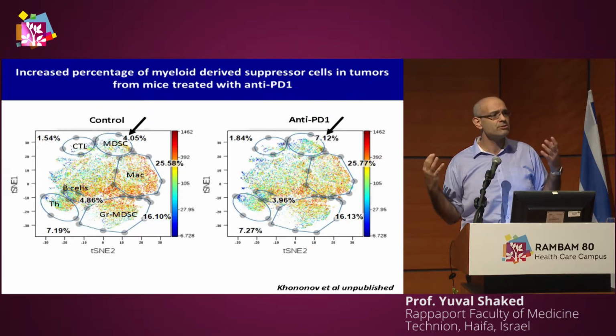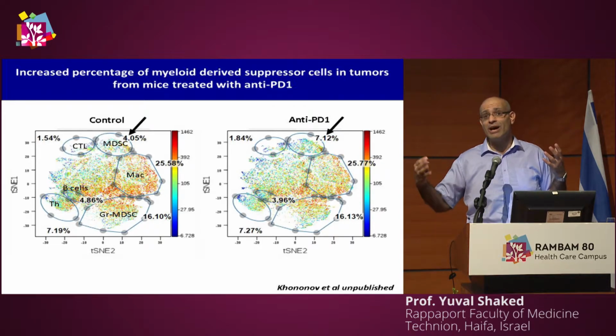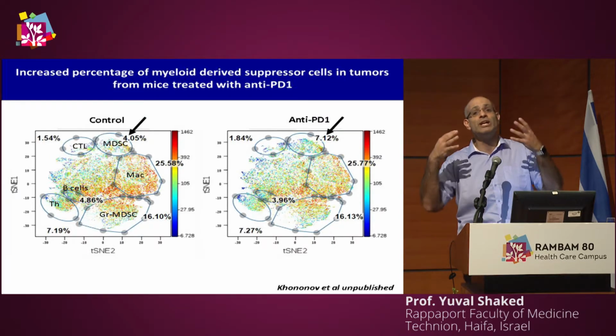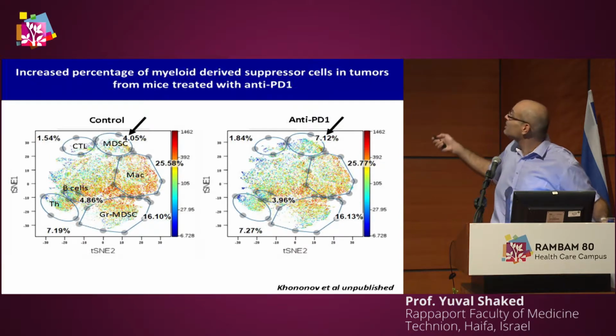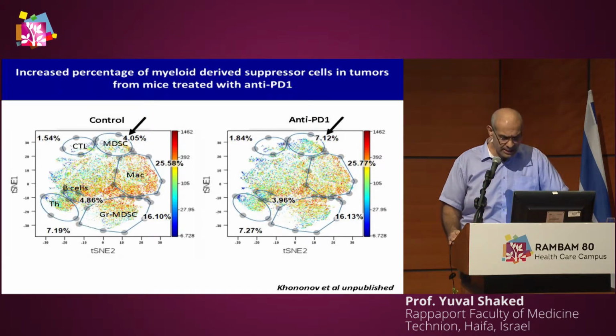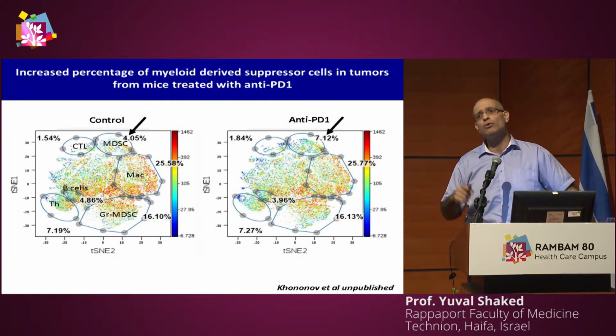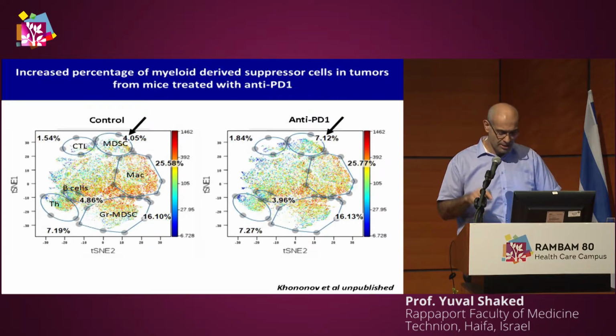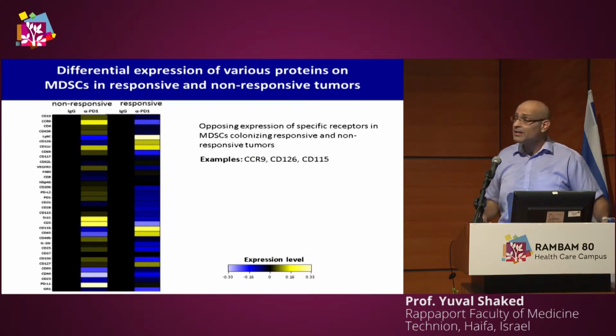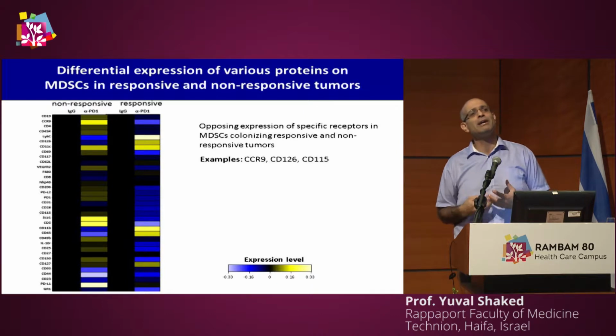This is kind of counterintuitive because we would expect to have less of these cells because they will inhibit the immune system, and they're found in large numbers in anti-PD-1. But lo and behold, more than that, and more important than that, what she showed is that the phenotype of these myeloid-derived suppressor cells is completely different.